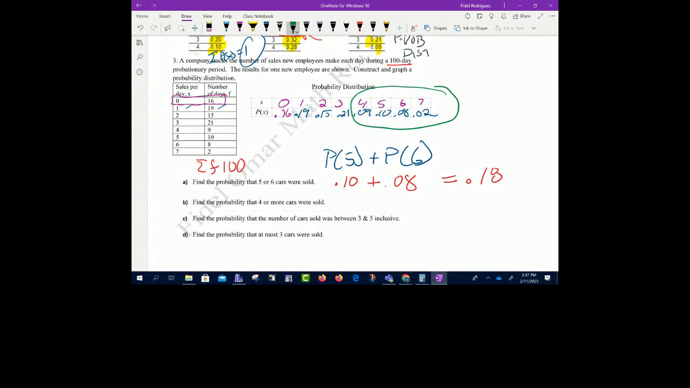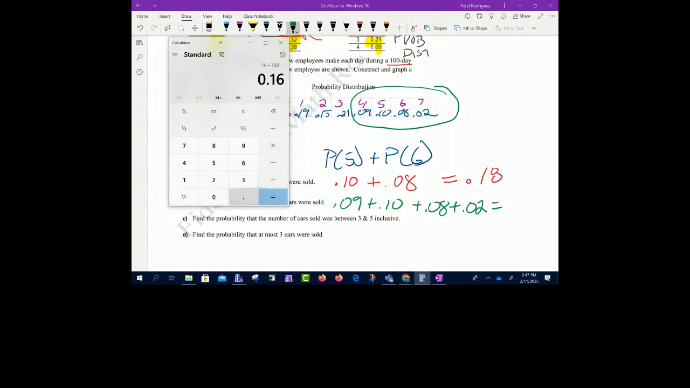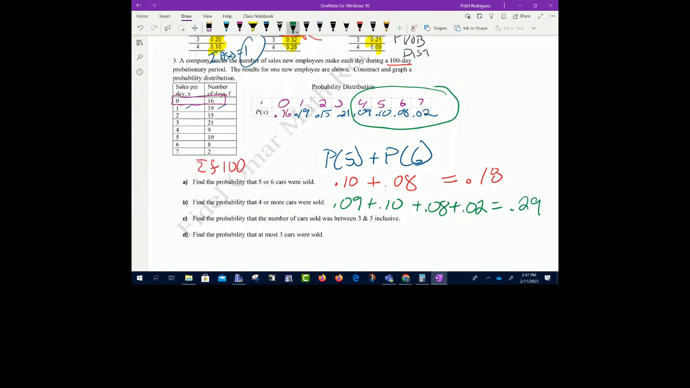So we're going to take 0.09 plus 0.10 plus 0.08 plus 0.02, and let's add those together. 0.09 plus 0.10 plus 0.08 plus 0.02, and y'all, I'm coming up with 0.29. Okay. Now let's take a look at the next one.